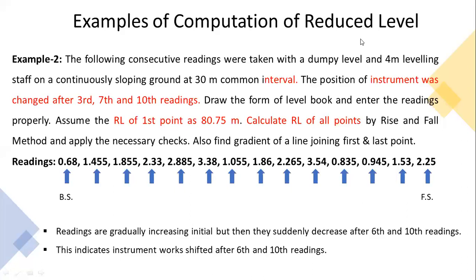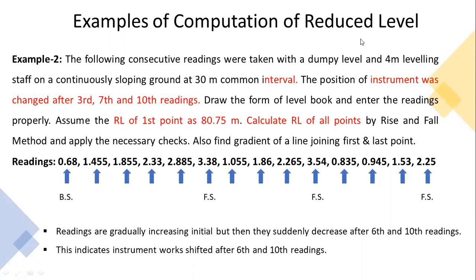So here we can see that the sixth reading is, sorry, 3.38 is our sixth reading. After the sixth reading, the readings suddenly decrease, right? And 3.54 is our 10th reading, and after 3.54, the reading suddenly decreases. So that is called our FS. So the sixth and 10th readings are our FS.